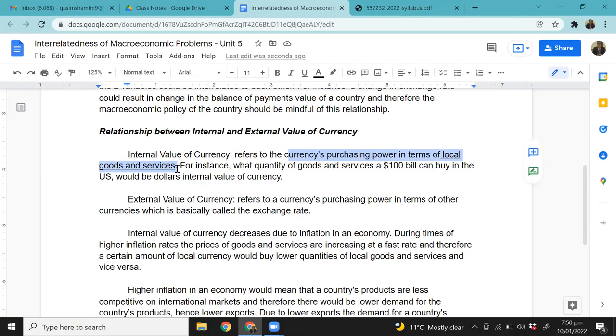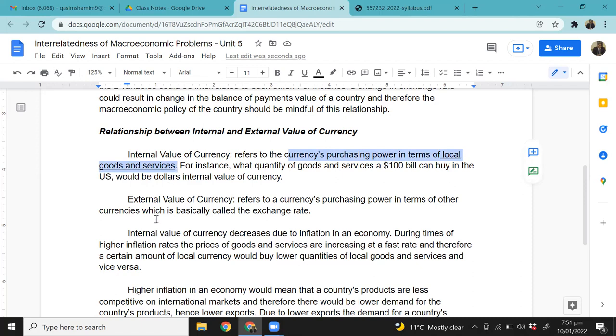Then what's the external value? The external value of currency is how many units of another currency your currency can buy. So let's say 1 Indian rupee can buy how many takas, or how many euros or pounds. That is India's external value of currency, right? In terms of other currencies, not goods, but other currencies, right?